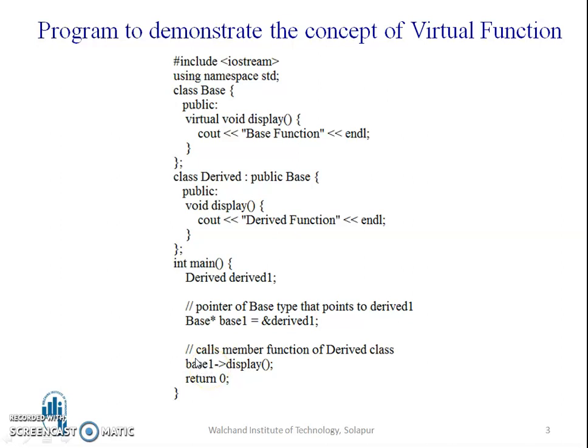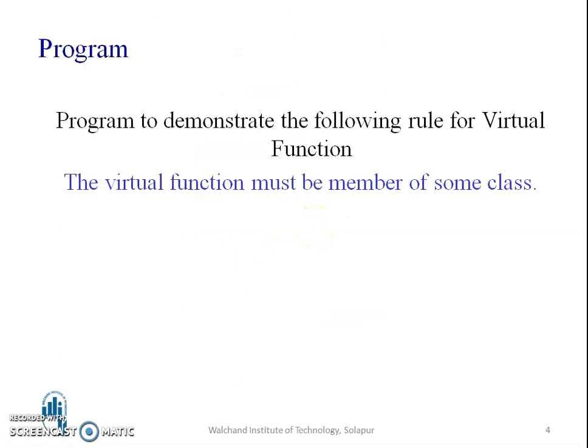Now the type of object pointed to by this base pointer is checked. So the type of object pointed to by this base1 is the derived object. So the display function from the derived class will be called and it displays the derived function. Now to use the concept of virtual functions, we need to follow a few rules. So the first rule is the virtual function must be a member of some class.